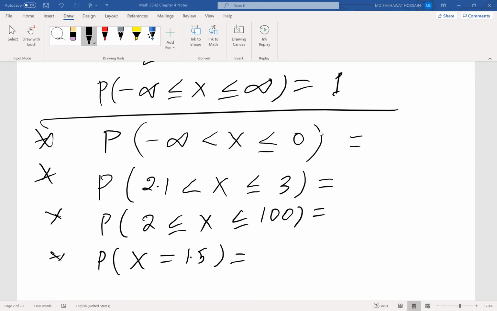Yeah, thank you. So you can see here for these values of x, the function was defined for 0 to 2. And we know that for the other values of x, the function is 0. So here, negative infinity to 0, the function is 0, so the probability is 0. And here 2.1 to 3, x is above 2, so the function is 0 and the probability is also 0. And here also 2 to 100. Since 2 is included, but at a specific value of x the probability is 0, this is also 0. So all of them will be 0. Yeah, thank you.